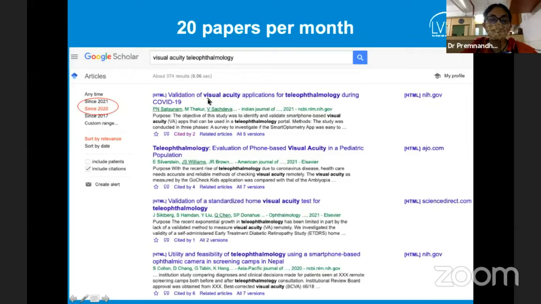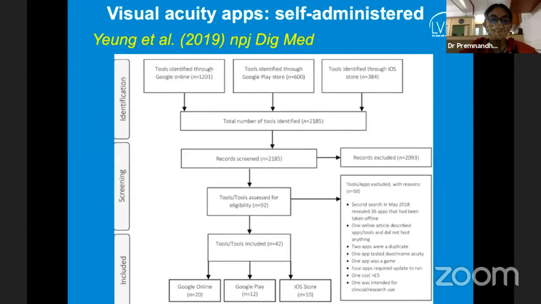Before I talk about this study, which is the primary focus of my talk today, I would like to draw your attention to the fact that in terms of visual acuity testing, there are two modes of doing it. One is self-administered and the other requires another person to administer it. This is a study that came out in Nature Digital Medicine, and this was, of course, done before the pandemic era.